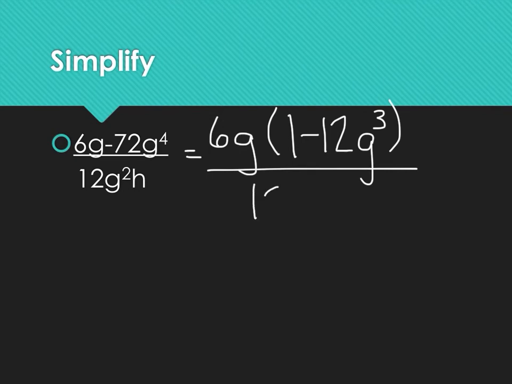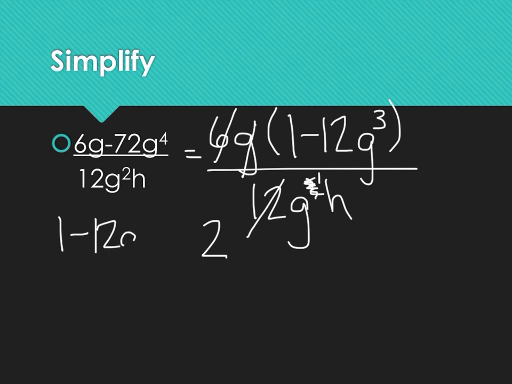Here, I can just keep this the same. G squared h. Now, here I can cancel. 6, I can divide them both by 6. That makes it 2. This g can cancel out with this 2 and leave just 1 left over. I can only cancel out what's on the outside of the parentheses. That's all I can cancel out. That leaves me with 1 minus 12g to the third power over 2gh. And you can see here that I cannot cancel anything else out. There's nothing else that all 3 terms have in common. So I am done.